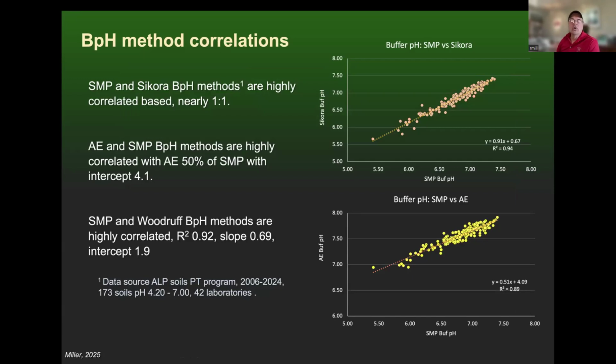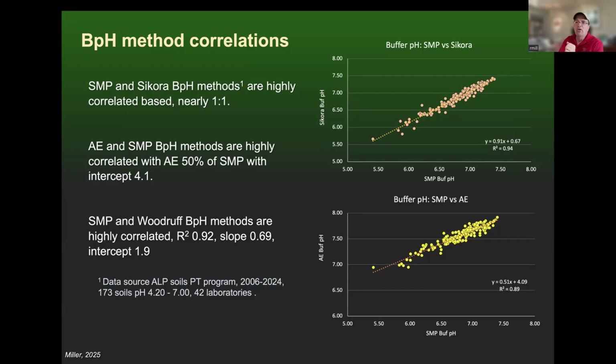Now, just real briefly, I've got 2 graphs here on the right. These are correlations between these methods. This is from the ALP database. There are 173 soils on each one of these graphs. You can see here SMP versus Sikora buffer, a pretty linear relationship. I mean, Frank designed it to be 1-to-1.